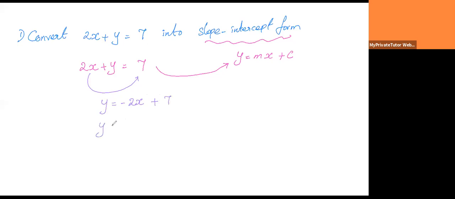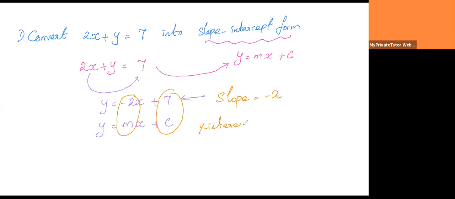So just compare this equation. This is the slope-intercept form: y equals minus 2x plus 7. Why? Because this is in the form y equals mx plus c. You know that here the slope, or gradient, is -2 and the y-intercept would be 7. Please let me know, guys, if you have any questions on this.